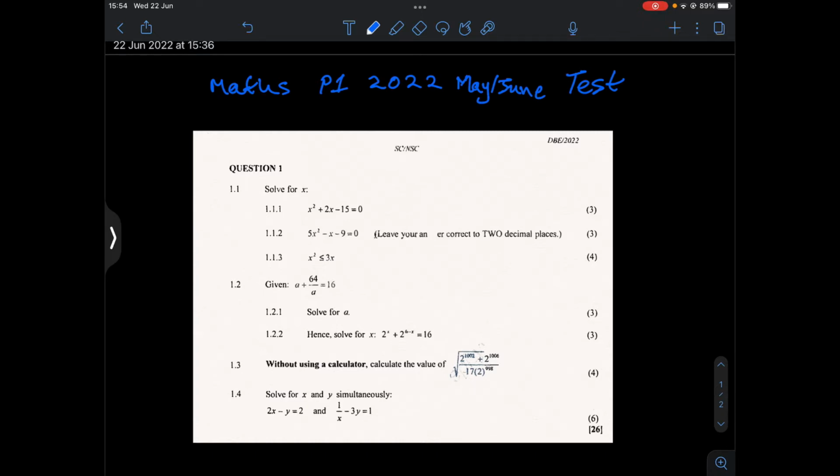So this is a question paper from 2022 this year. It's revision for the June exams. So it says Maths Paper 1 2022 May or June test.